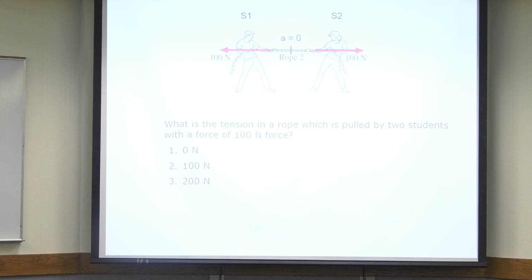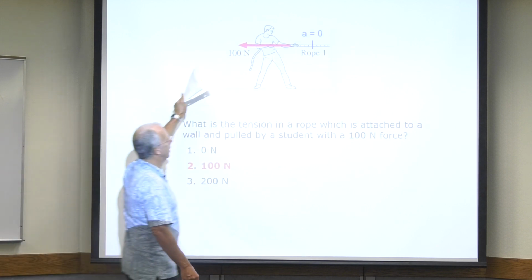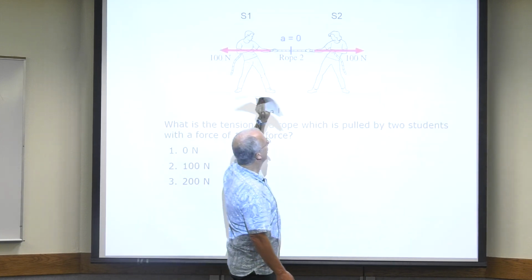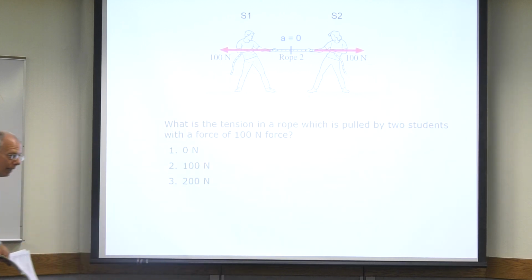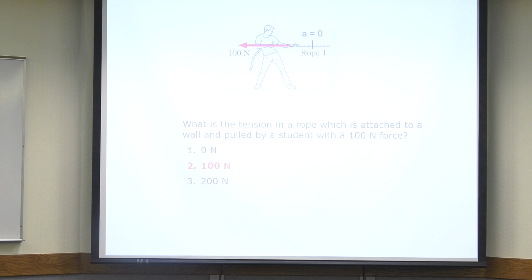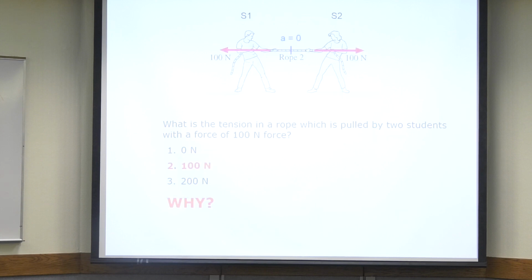The wall. So what's different about this than this? Here the wall is holding the rope. Here the female student is holding it. So what's the answer? Pause your video and get ready to vote. It's 100. It's exactly the same as that one. There the wall is holding it. Here the female student is holding it. Same thing, exactly the same. Student number 2 is equivalent to the wall in the previous question.